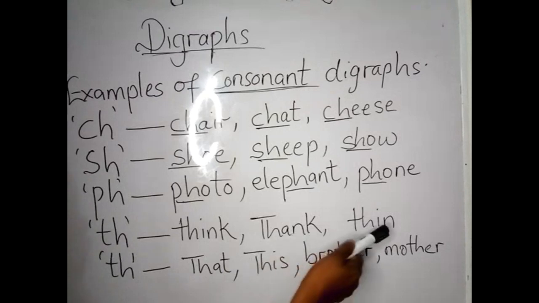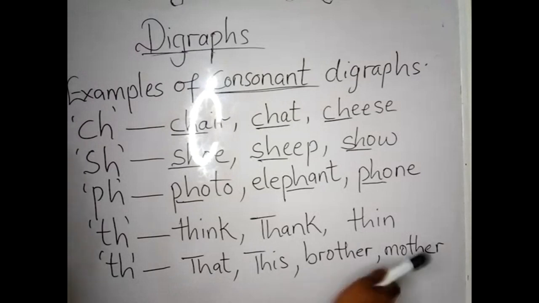Think, thank, thing. There are other words. And then this one is that, this, brother, mother. So any TH that our people pronounce like the letter D sound.